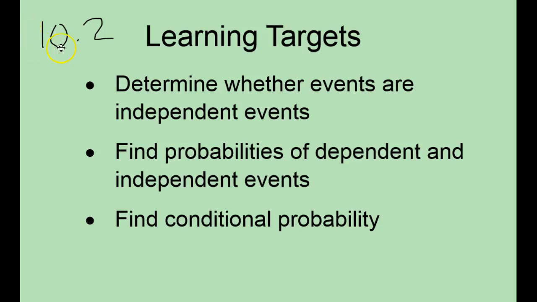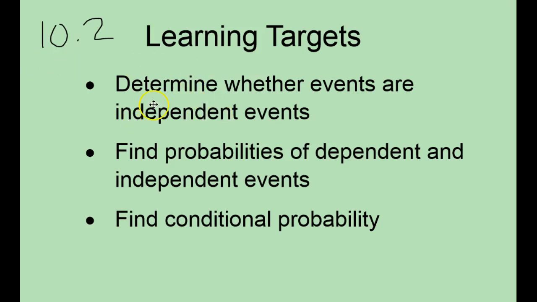Okay, here's section 10.2. And our learning targets are, first we're going to determine whether events are independent events. Then we're going to be finding probabilities of dependent and independent events. And then we're going to be looking at some conditional probability. So the first thing I want to talk briefly about is independent events.